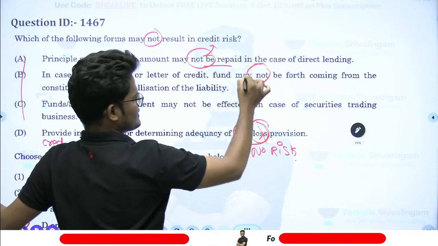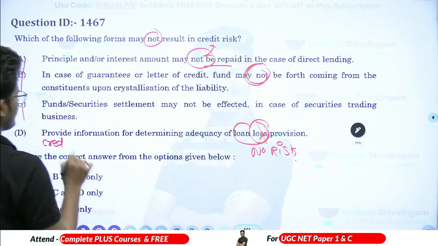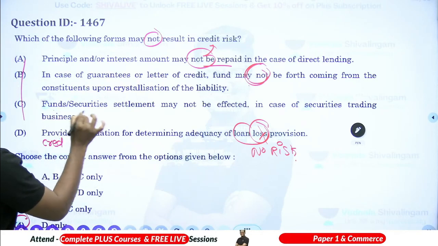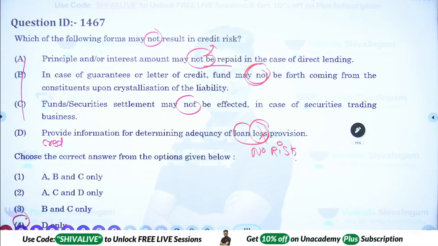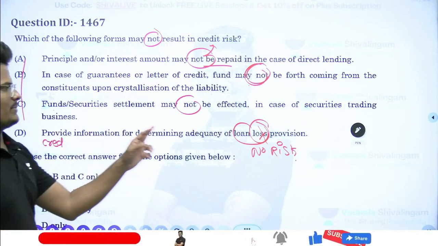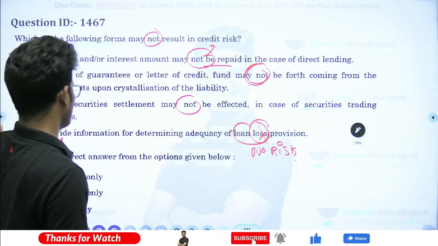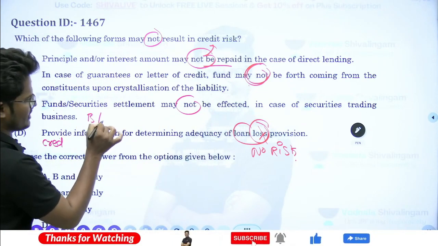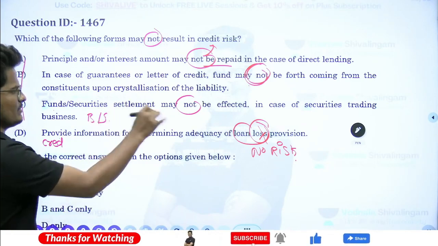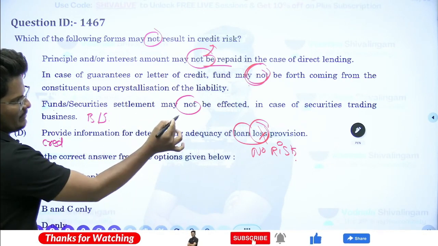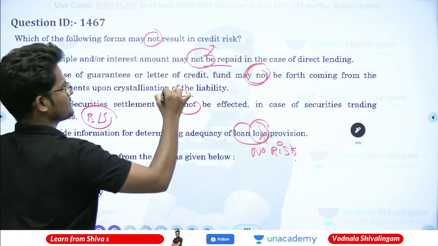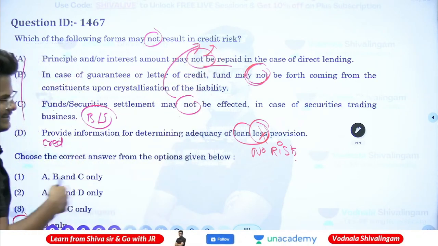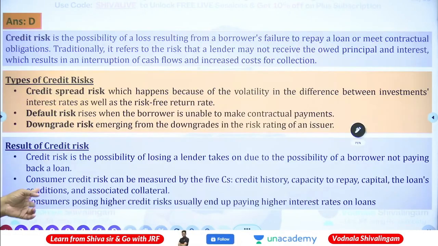So here also the fund is not coming at the proper time. That is also a risk. Funds or security settlement may not be affected in case of securities trading business. Buying and selling activities are going on, but the settlement is not there. When the settlement does not happen, even though the buying and selling transactions are going on, that increases the liability, which leads into a credit risk.